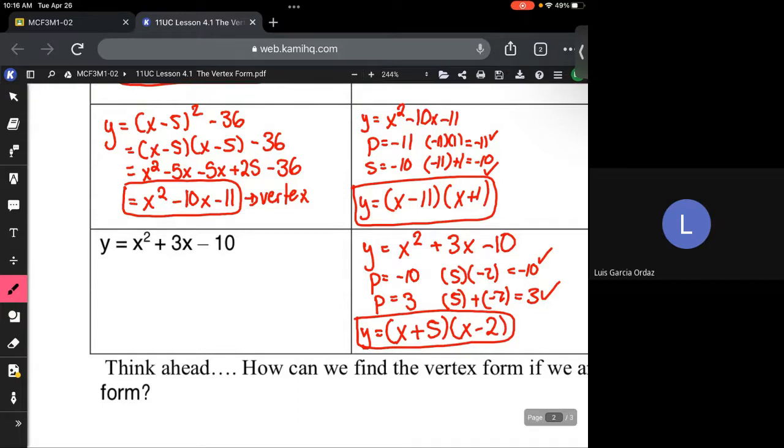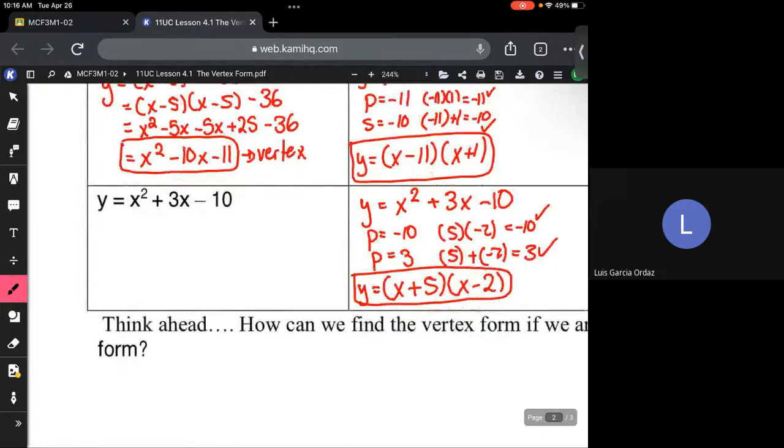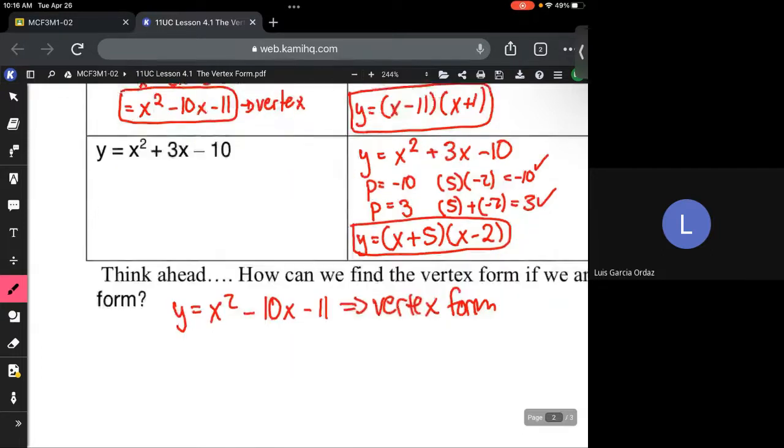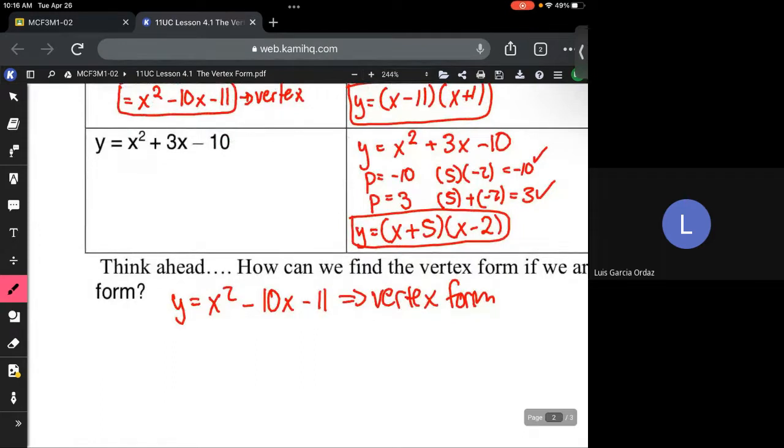Show how to change the example y is equal to x squared minus 10x minus 11 into vertex form. So listen carefully. When we want to change from standard to vertex form, I'm going to focus on these two terms first. Just focus on the first two terms. So you're going to box off x squared minus 10x. So start with that.